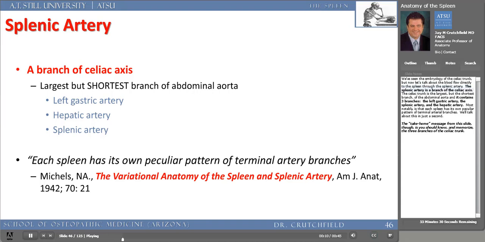The splenic artery is a branch of the celiac axis. The celiac trunk is the largest, but it's also the shortest branch of the abdominal aorta, and it contains 3 branches: the left gastric artery, the splenic artery, and the hepatic artery. Most notably, each spleen has its own peculiar pattern of terminal arterial branches. We'll talk about this in just a second. The take-home message from this slide, though, is that you should know and memorize the 3 branches of the celiac trunk.